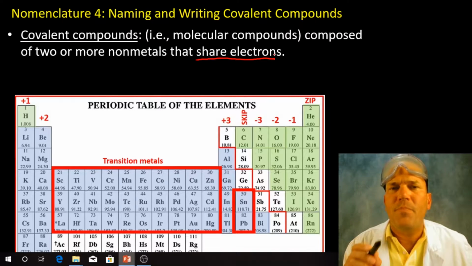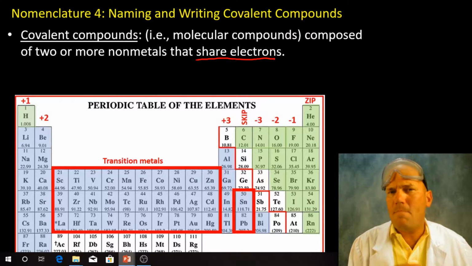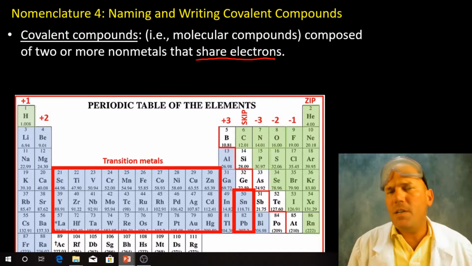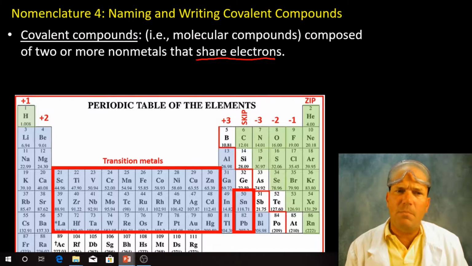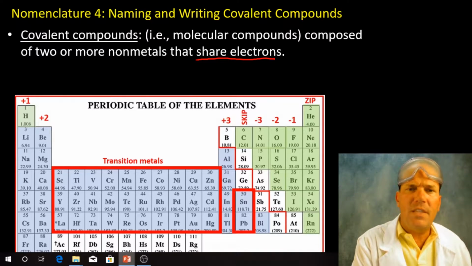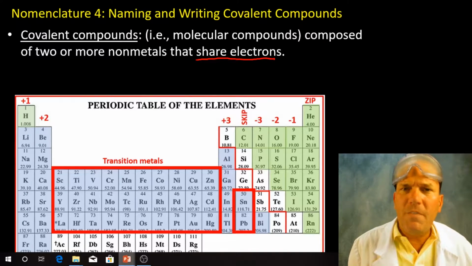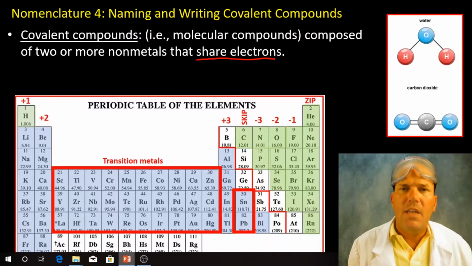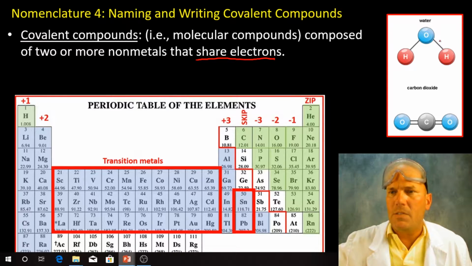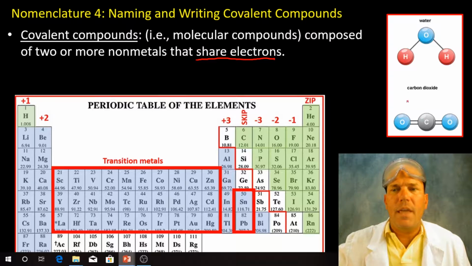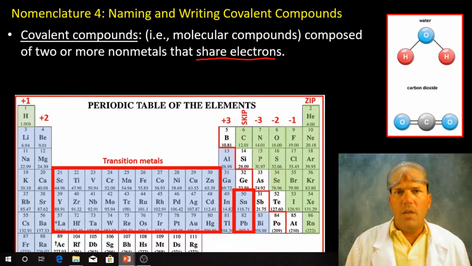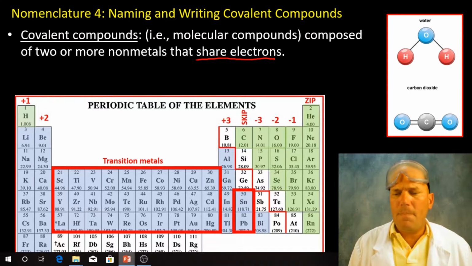Now, you're going to fully appreciate the mechanism behind this once we get to our bonding unit. But for now, I want you to hopefully make a distinction between what I'm saying here and the previous 3 videos in this unit. In the previous 3 videos, we were discussing ionic compounds. In this video, we're looking at covalent compounds. For example, water and carbon dioxide. And there's a huge difference between the structure and the bonding of these compounds.